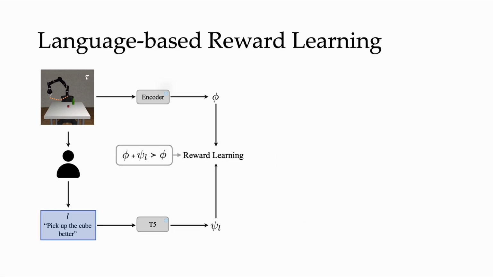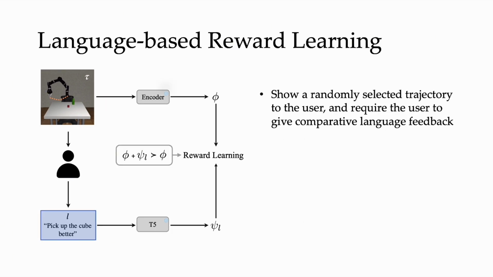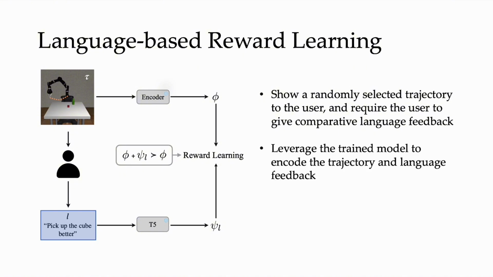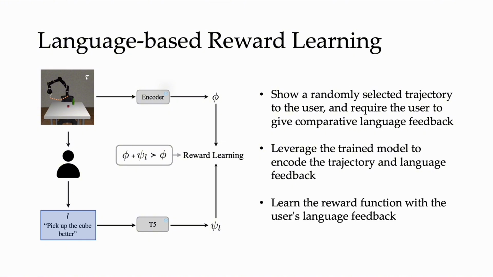Next, we have our architecture for human reward learning. In each iteration, we randomly select one trajectory for the user to give language feedback on. Using the frozen encoder and T5 model, we get our embeddings, which are used to create an improved trajectory and learn the user's reward function.